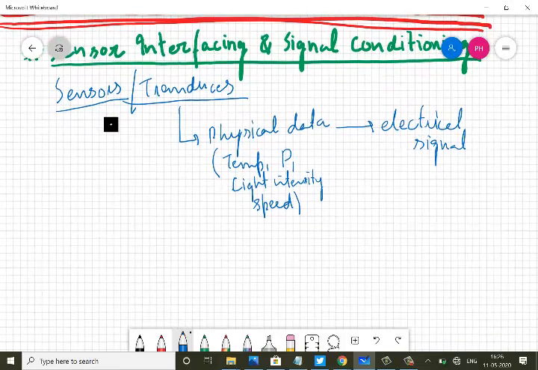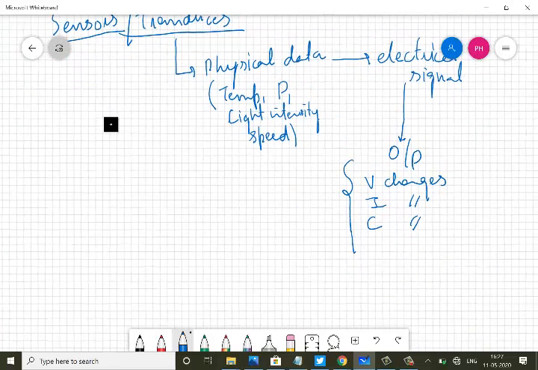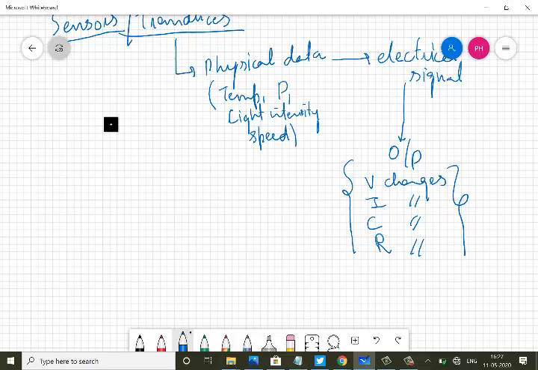The most common sensors, these transducers, may produce an output that is electrical in nature, but it can be anything. It can be in the form of voltage change. It can also be in the form of current change, capacitance change, or resistance change. Anything. However, when interfacing with microcontrollers, we need to convert these signals to voltage changes only.